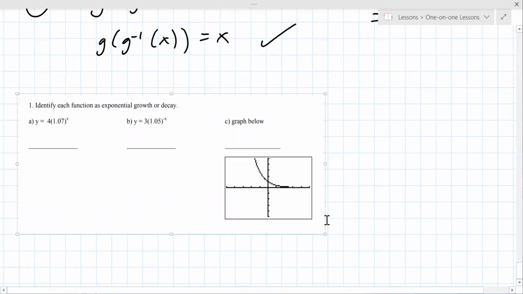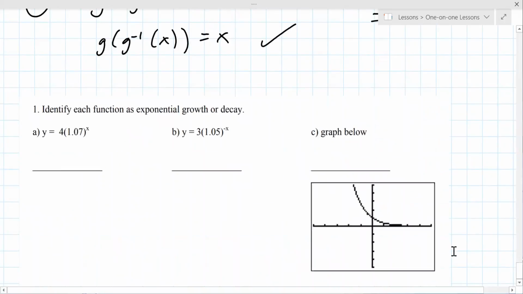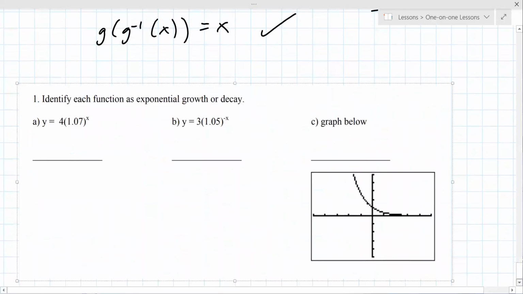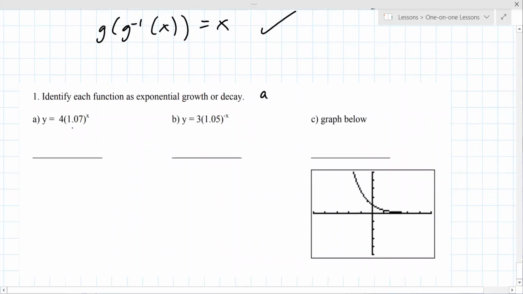All right, identify each function as growth or decay. So the answer depends on the value of a. A is this number in parentheses. Here a is greater than 1, so it's growth. That's the simple answer: greater than 1 is growth. If a is between 0 and 1, it's decay. And that's why this one's a little bit deceptive.